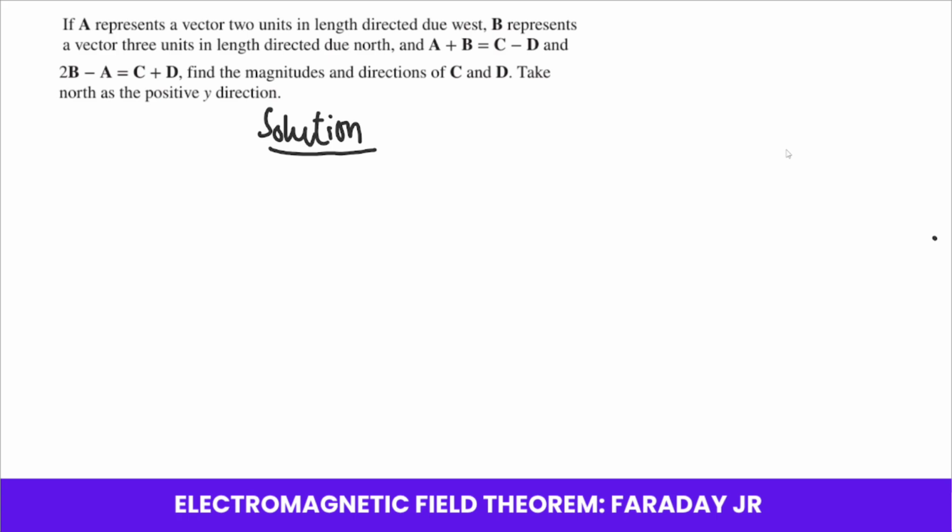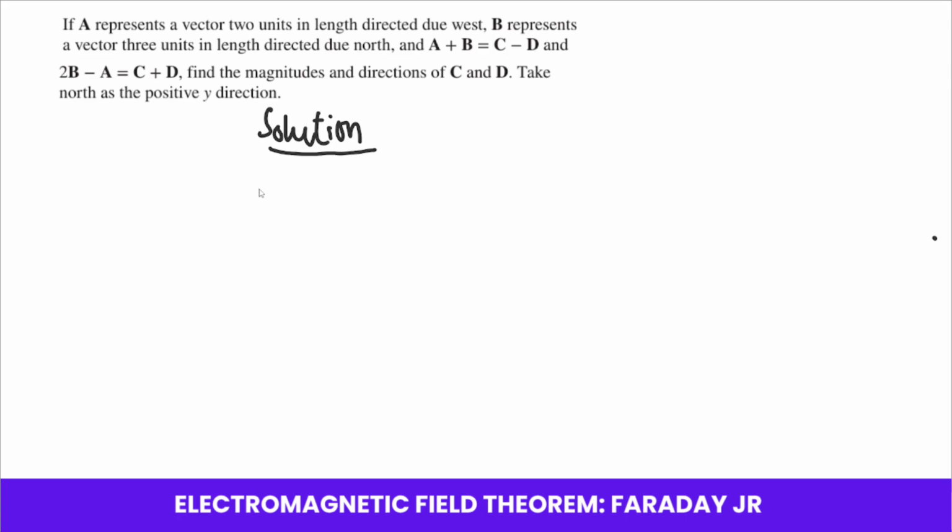And the question says, if A represents a vector 2 units in length directed due west, B represents a vector 3 units in length directed due north, and A plus B is equal to C minus D, and 2B minus A equals C plus D. Find the magnitudes and the directions of C and D. Take north as the positive y direction.